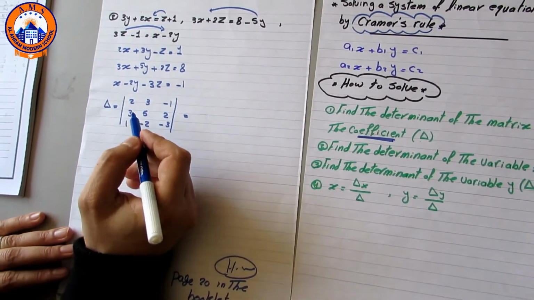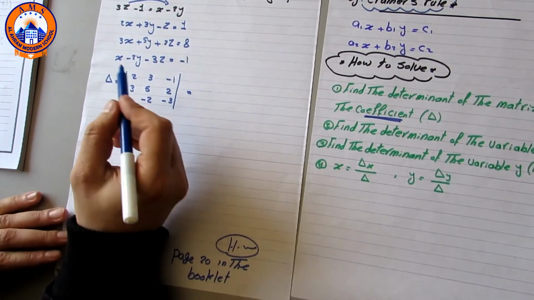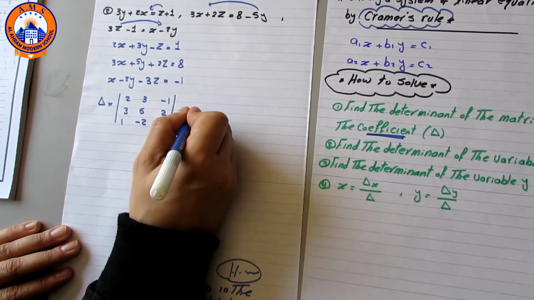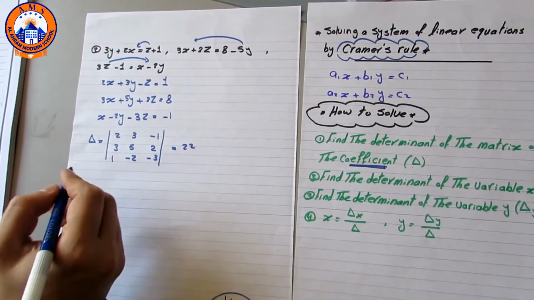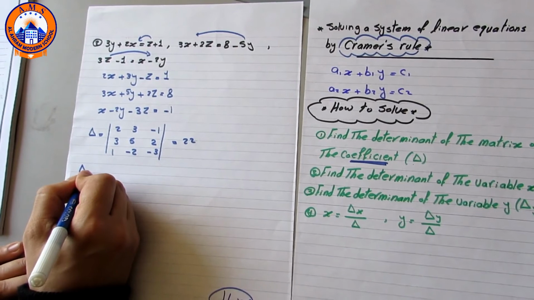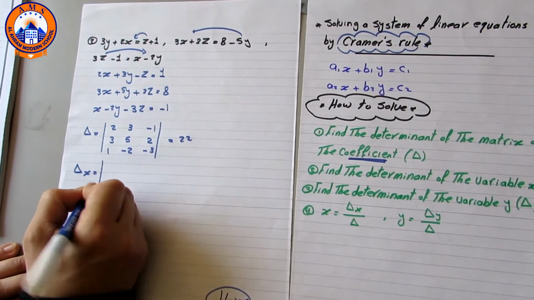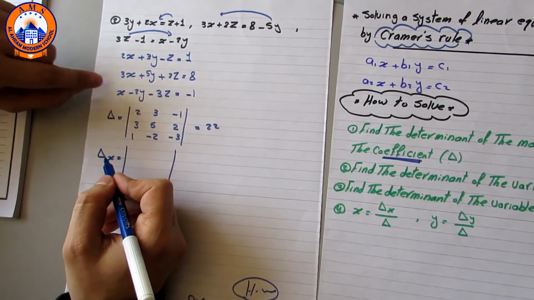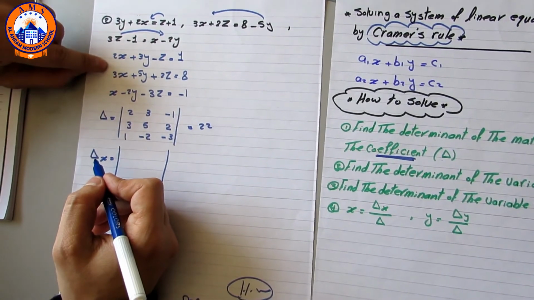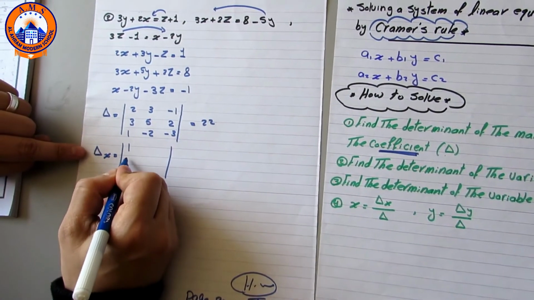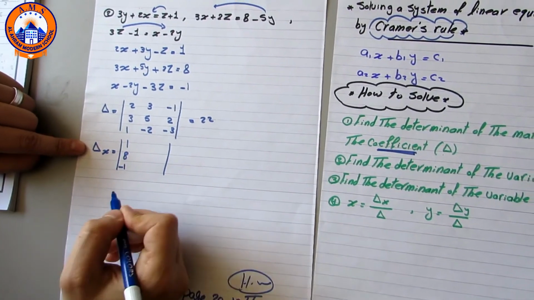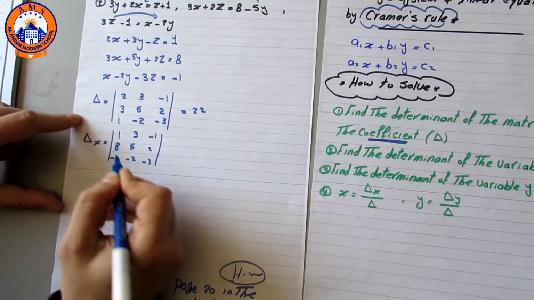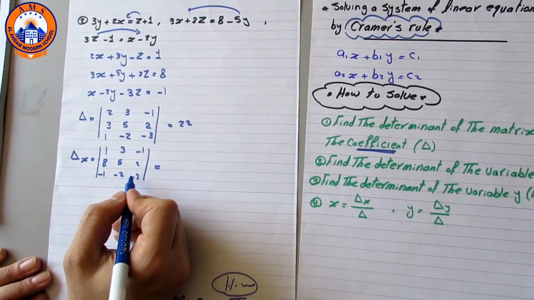How to find the value of the determinant of the third order? I said positive, negative, positive, whatever. The result will be 22. After that, for the second step, you have to find the value of delta x. How to find delta x? You have to change the coefficients of the variable x by the constants: 1, 8, negative 1, and write the coefficients of y and z: 3, 5, negative 2, negative 1, 2, and negative 3. And find the value of this determinant.